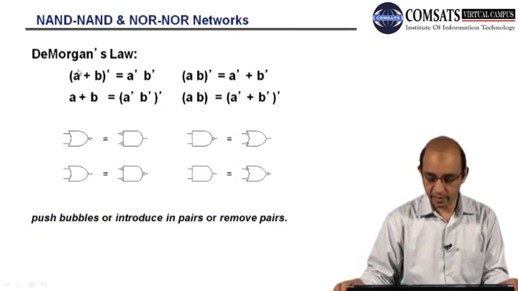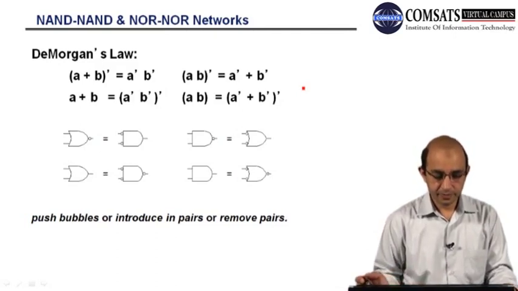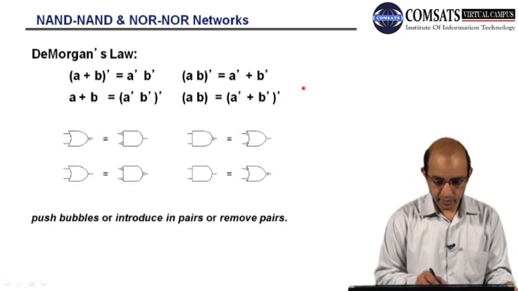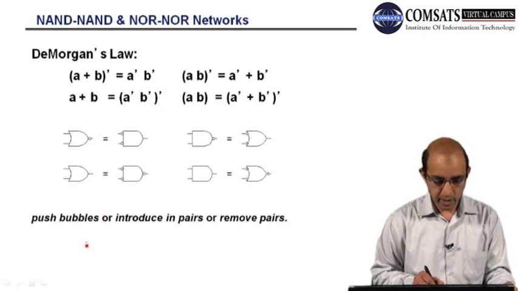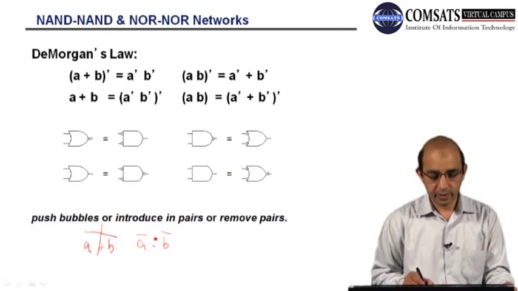So we normally say that break the line and change the sign, right? So if I have to represent, for example, A plus B whole bar, right? So we normally say break the line and change the sign. So I will be having A bar dot B bar, right? So how I can represent this, this is the AND operation, right? I can write this as an AND operation but with complemented inputs.